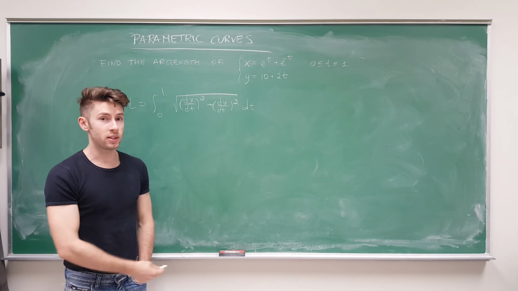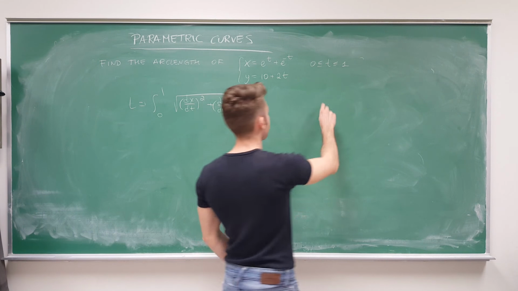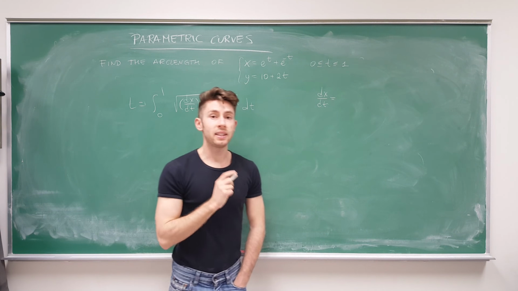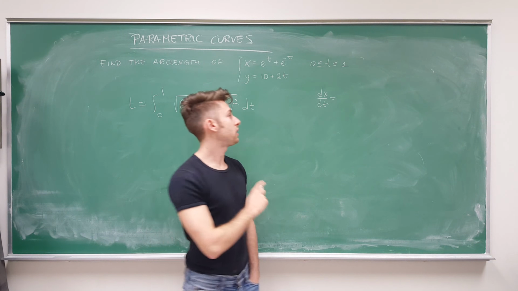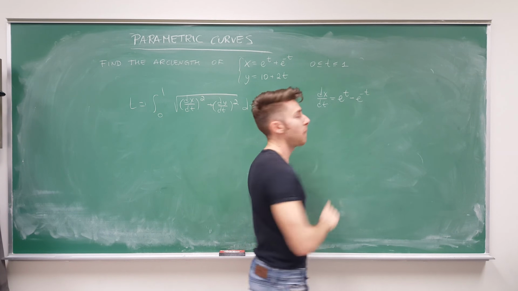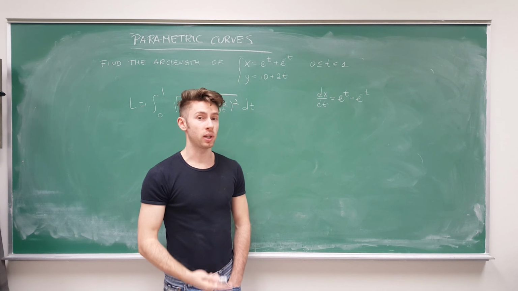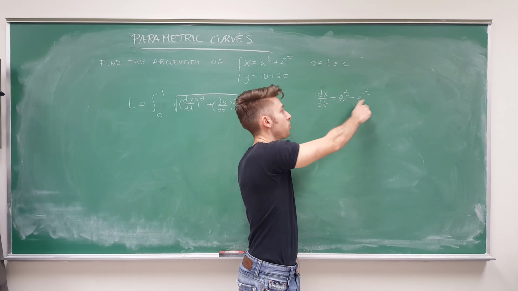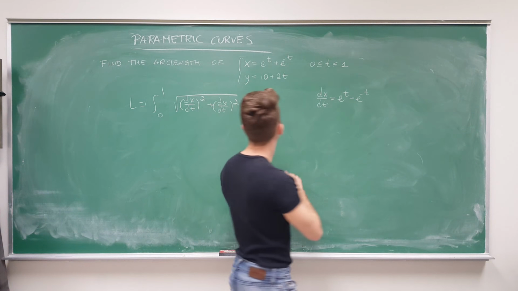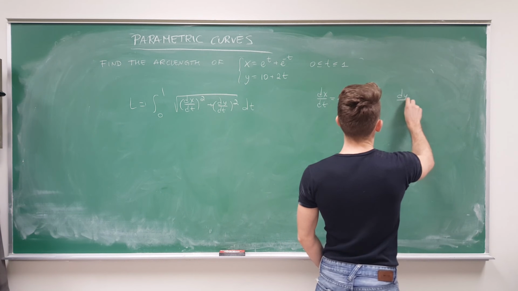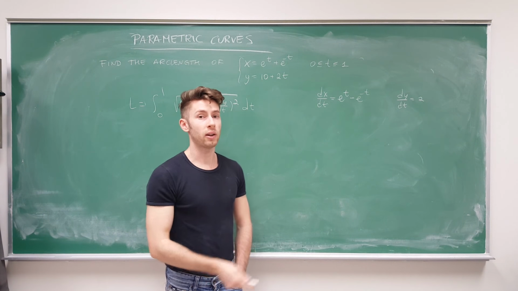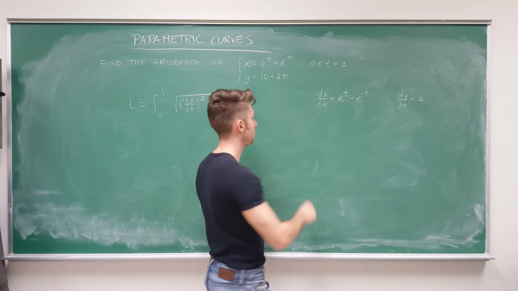So now let's compute these derivatives. So dx/dt is e to the t minus e to minus t, because I'm using the chain rule. The derivative of the exponent is -1, so I get negative e to minus t. And dy/dt is 2. So now let's go ahead and square them.